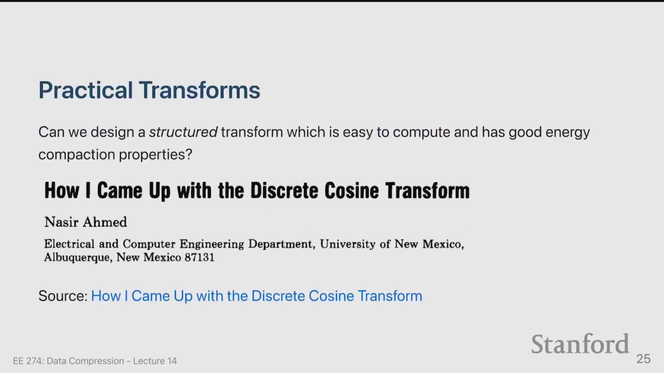And so this leads us to the practical transforms. And the question really is, I don't want to keep recomputing my matrix T again and again for new data. So can I come up with some structured transform, which is a way of saying, can I come up with a fixed matrix T, which doesn't change with the data, which is easy to compute, right? And basically has good energy compaction properties.